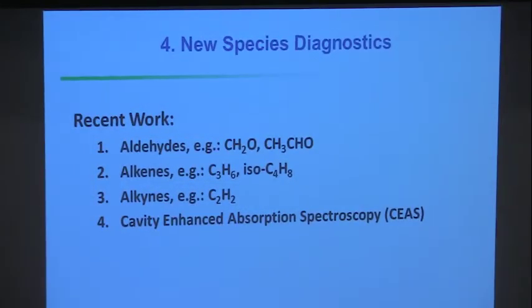We're always trying to find a new species. I'm really interested in aldehydes, so I'd like to measure formaldehyde. This is acetaldehyde, propene, isobutene, acetylene. And we're always trying to make measurements more sensitive, and that's using this method called cavity-enhanced absorption spectroscopy.